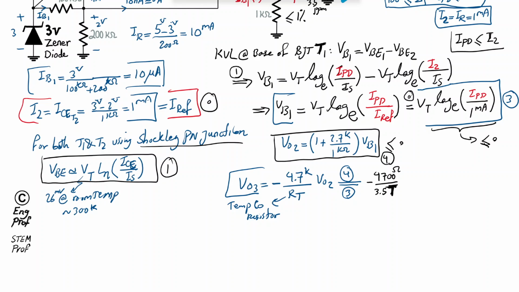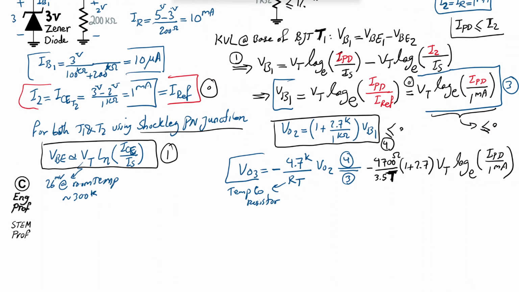And then we have the value of Vout2 from equation 4, so it will be times 1 plus 2.7. And finally, VB1 from equation 3 is going to be VT times the log base E, or natural log, of IPD divided by 1 milliamp. Great. We are getting to the last step.